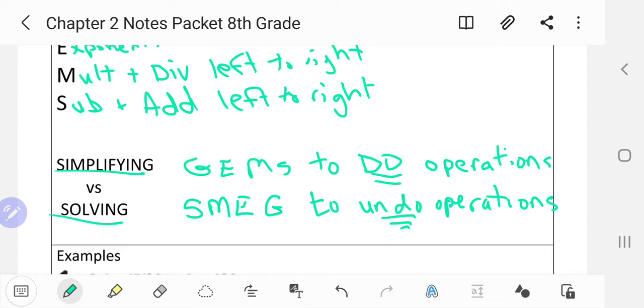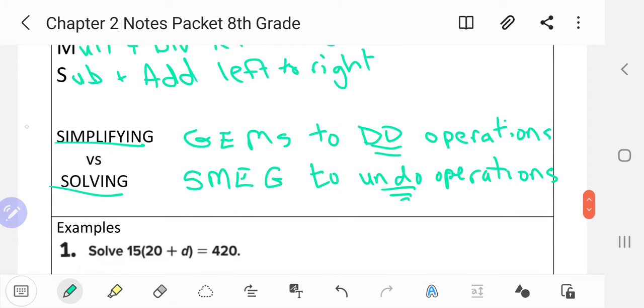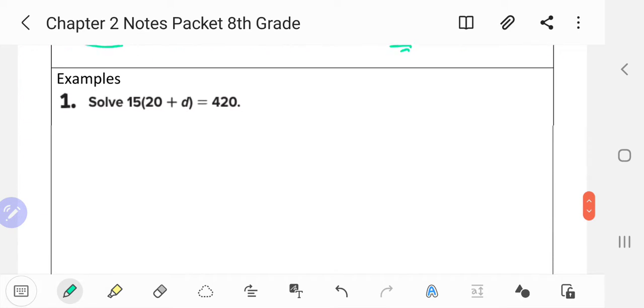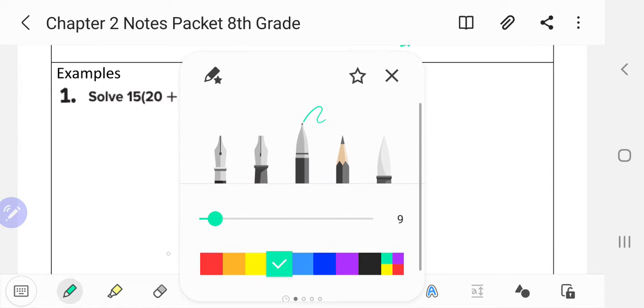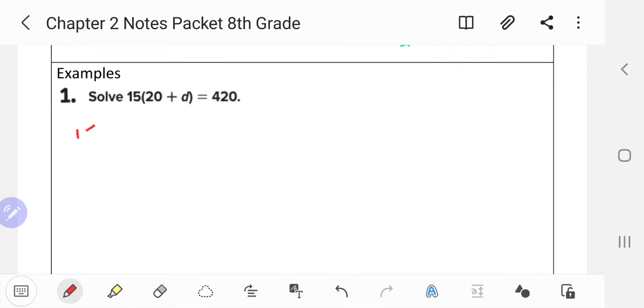Okay, so we're gonna be simplifying before we can solve. That's the key. Simplifying first, and then solving second. Here we go. Our first example, we want to simplify first. So let's write this down. We have 15 times the quantity, 20 plus d, and that's going to equal 420.